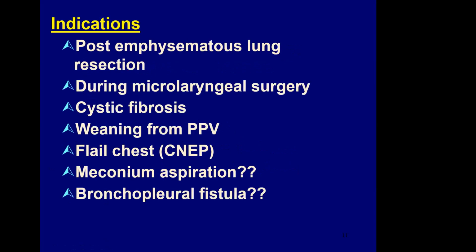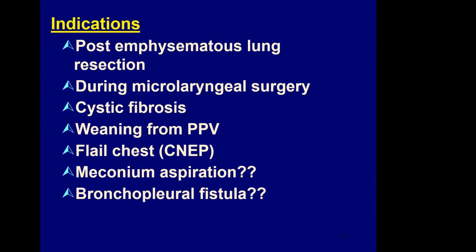Other indications include post-emphysematous lung resection, because it's not applying pressure to the lung itself, to the thorax. It's more likely to be useful. Negative pressure ventilation can be used during microlaryngeal surgery because there's no tube needed.